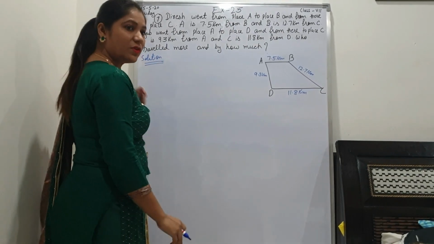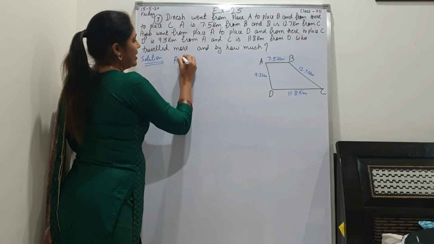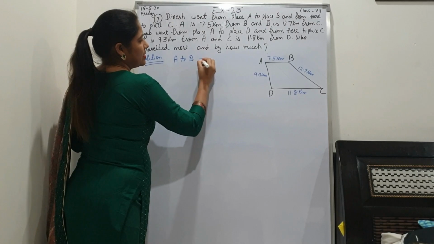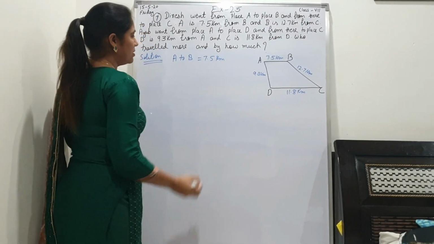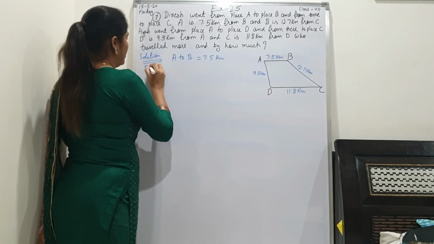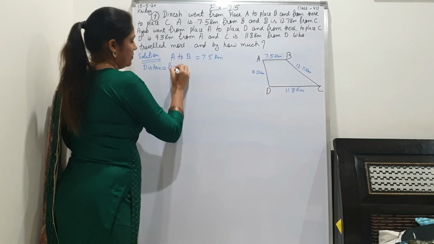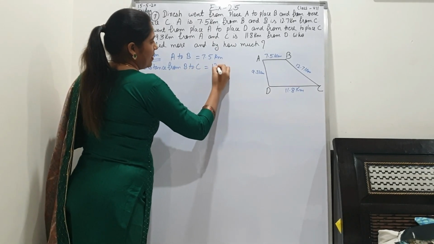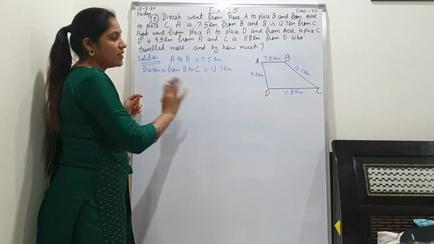Yes student, first we will write the distance, that is from A to B. A to B distance is 7.5 km. Then distance from B to C, 12.7 km. This one distance is given to you.